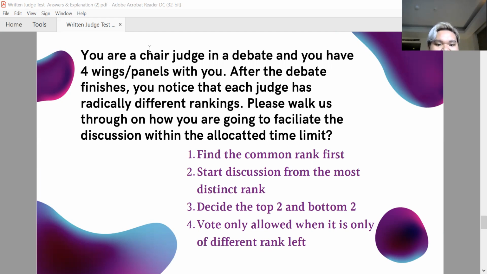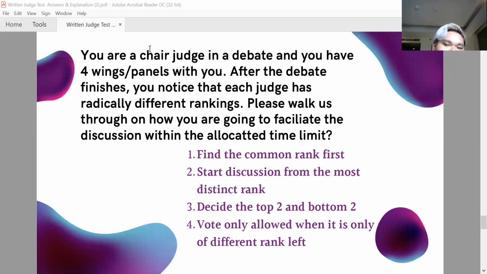Why is it important? Because when you already have decided top two or bottom two, then you could start to discuss within the top two teams who got higher rank or within the bottom two teams who got a higher rank. And it also makes sure the gap of differences within the rank is smaller, and probably that could help you to do a vote at the time when you're already running out of time, because a vote is only allowed when it's only one rank different left. So for example, it's only between CG and CO or OG and OO. But when OG, OO, and CO still have different rankings, do not do a vote.